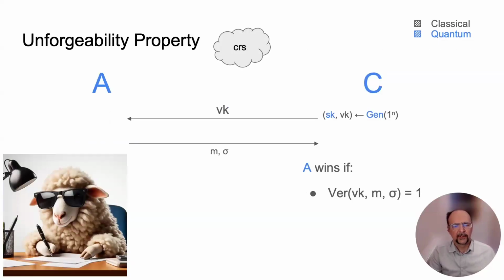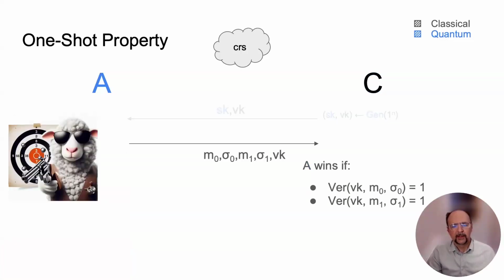So formally, unforgeability is quite simplified. Given the verification key, the adversary should not be able to produce a forgery. After all, what we hope from the one-shot property is that no one, including the signer, is capable of producing two digital signatures. Then the one-shot property comes in an even simpler game, where the adversary, just knowing the common reference string, is capable of producing two valid message signature pairs.